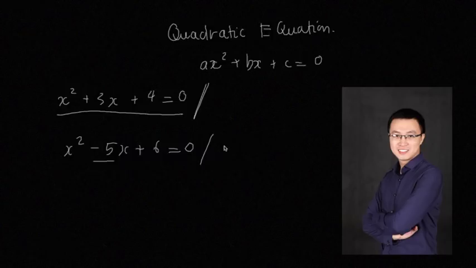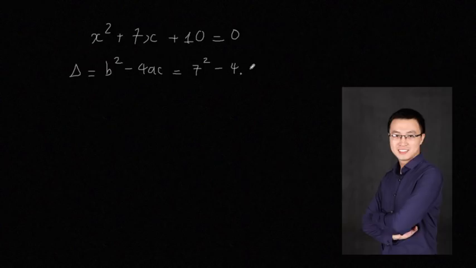I will give you some examples. The first example is x squared plus 7x plus 10 equal to 0. The most important task here is to apply the quadratic formula. First you have to identify delta, because the formula is b squared minus 4ac. The value of b here is 7, so 7 squared minus 4 times a, which is 1, and c is 10. Quite easy to get: 49 minus 40 equals 9. So the value of delta is 9.